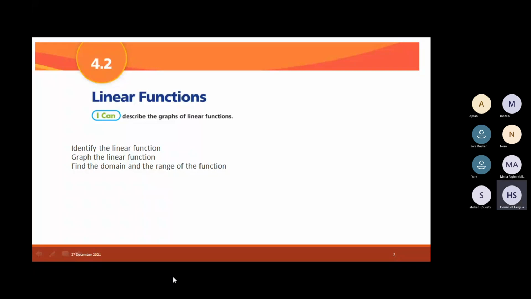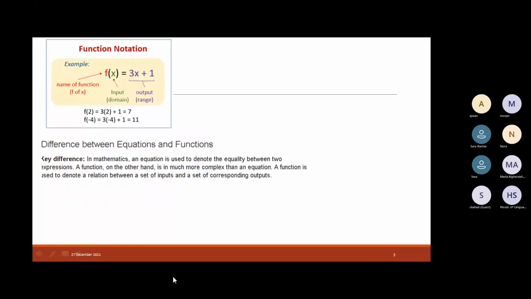As we did with the equations, we learned how to find the domain and the range of the equation from the table or from the graph, how we graph it, and how to see if it is linear or not. Today we're going to do the same thing, but with functions.